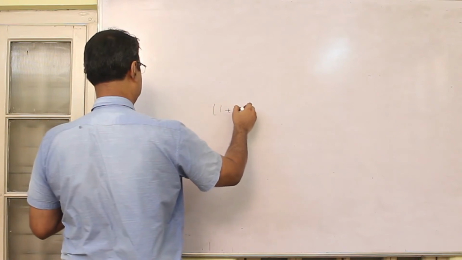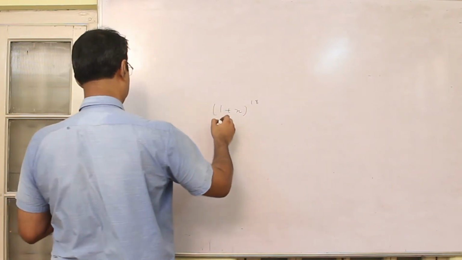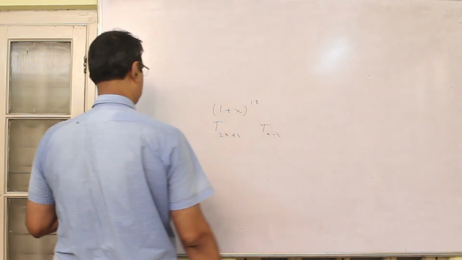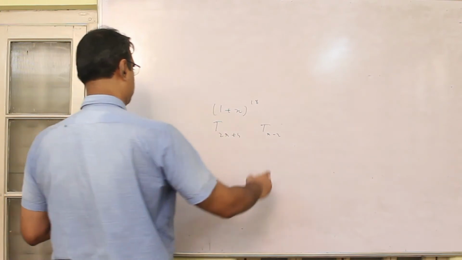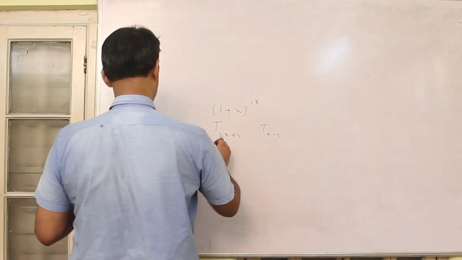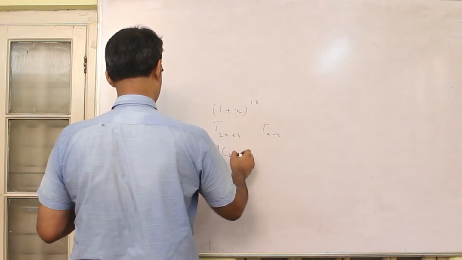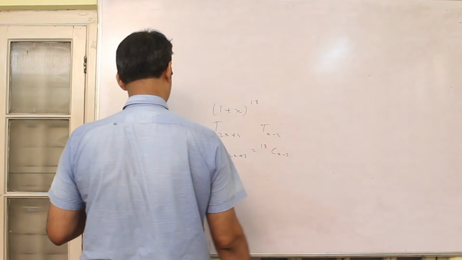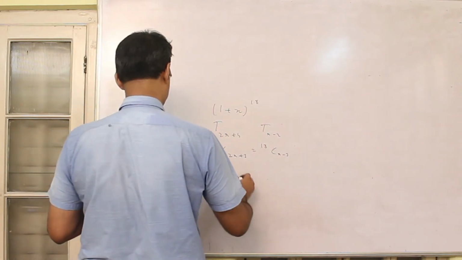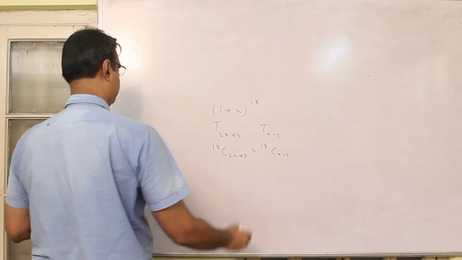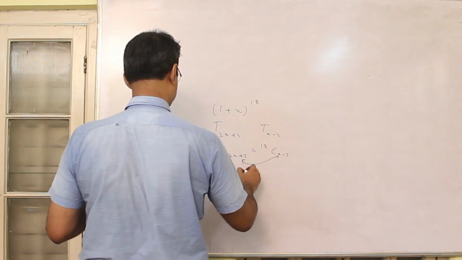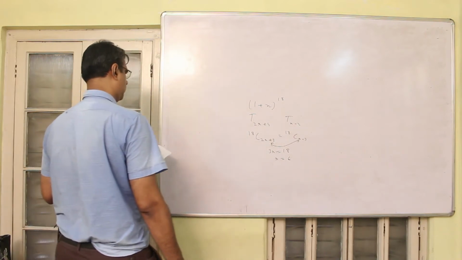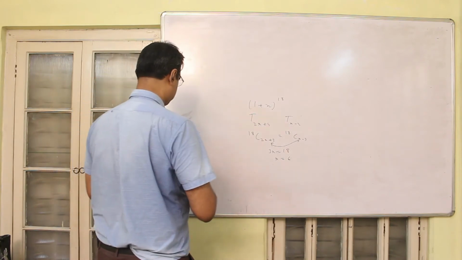Suppose one binomial is there, (1 plus x) to the power 18, and you are told that the coefficient of the (2r plus 4)th term and the coefficient of the (r minus 2)th term are both the same. So we can say like this, 18C(2r+3) is equal to 18C(r-3). So according to the concept of combinations, the sum of the subscripts should be equal to the superscript. So r should be equal to 6. So in this particular question, the answer will be r equal to 6.